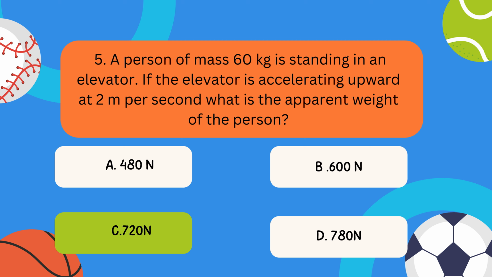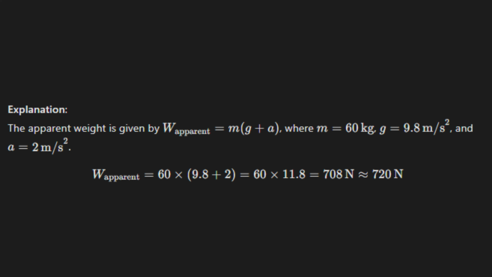Correct answer is 720 newtons. The apparent weight is the product of mass and acceleration due to gravity. Here mass is given as 60 kg and standard gravity is 9.8 meters per second squared, whereas the acceleration is given as 2 meters per second squared. Now applying this into our formula, apparent weight is equal to 60 into (9.8 plus 2), which is equal to 60 into 11.8, which equals 708 newtons, approximately 720 newtons, which is the correct answer.